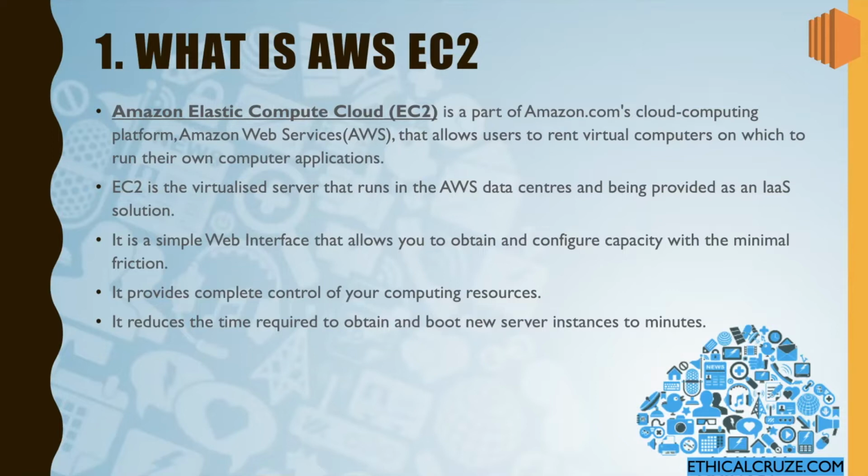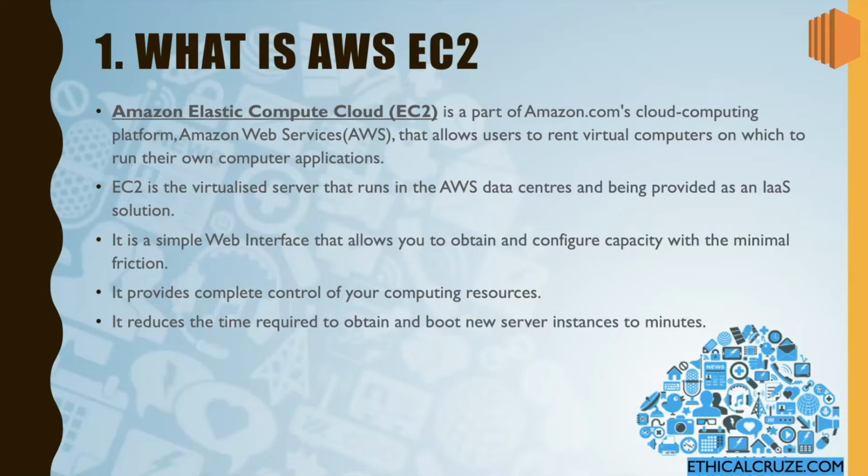Okay, so EC2 is basically a virtualized server that runs in AWS data centers. You do not have to maintain anything on your server. Everything will be maintained by AWS in their virtualized servers in their data centers, and it is provided as an infrastructure as a service solution, that is an IaaS solution. It is a simple web interface that allows you to obtain and configure capacity with minimal friction, and it follows a pay as you go model. You pay only for the time duration for which you are actually using that EC2 instance.